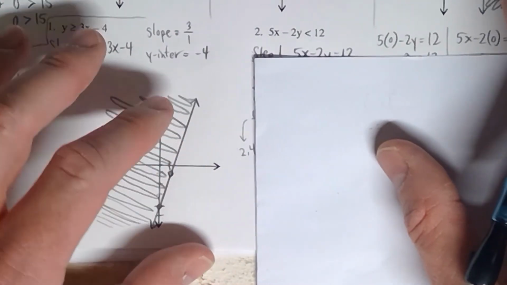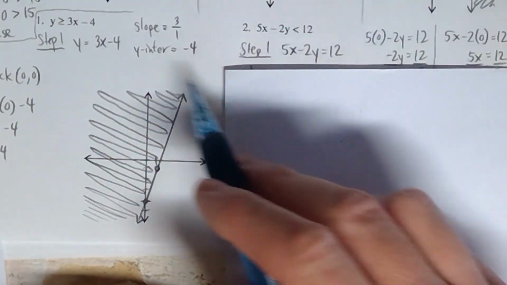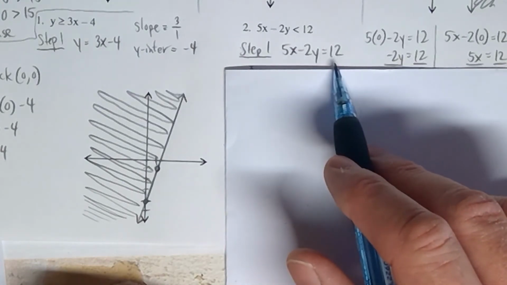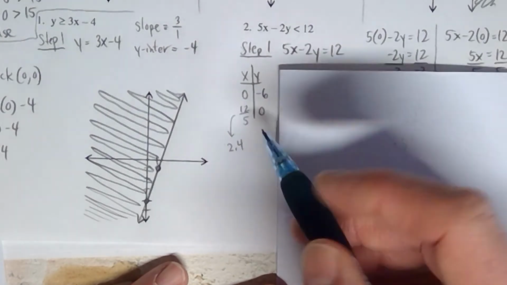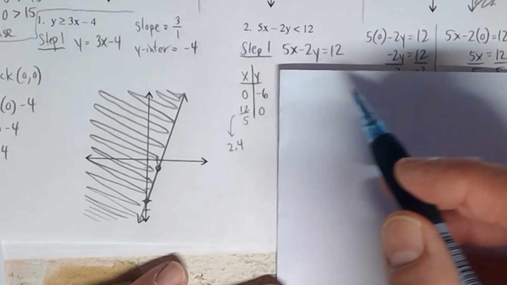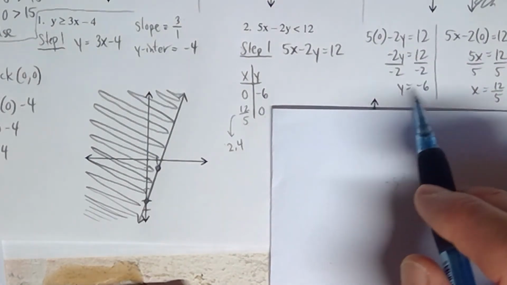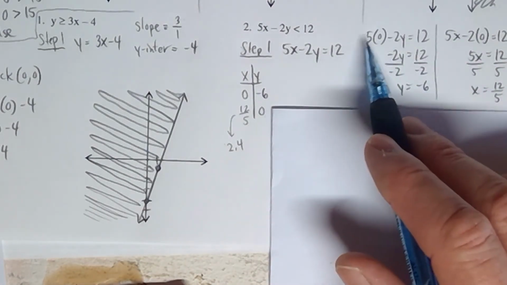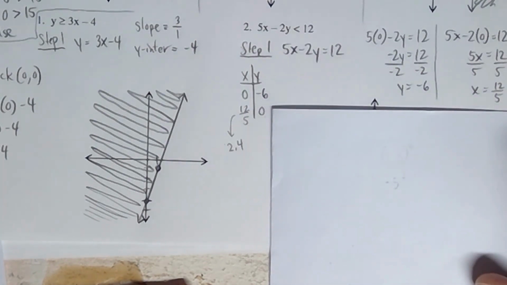Number 2, okay, we temporarily change it to an equal sign. Again, you could do the y equal to mx plus b thing here if you want. I went ahead and did the other method here where you plug in a couple numbers. I decided to plug in x equal to 0 and y equal to 0. When I plugged in x equal to 0, I got y equal to -6. After that term disappeared, we divided out, we got -6.